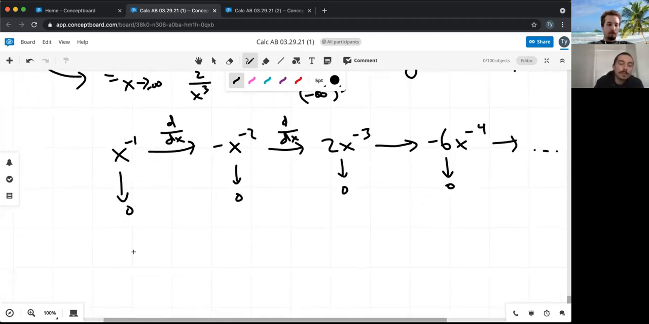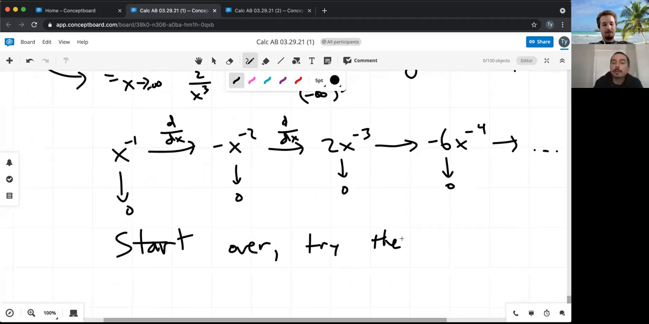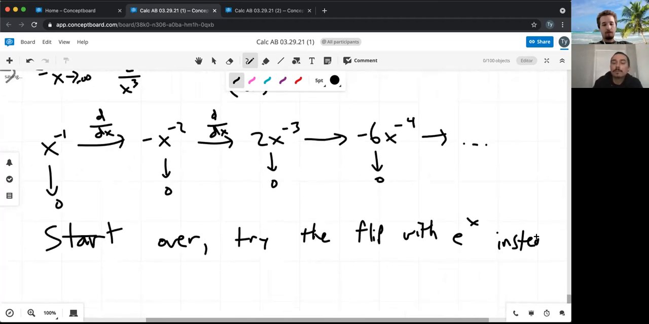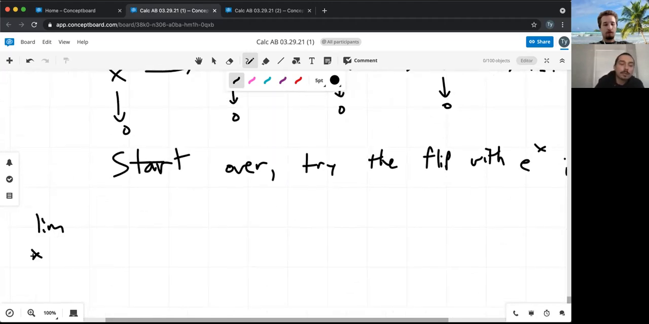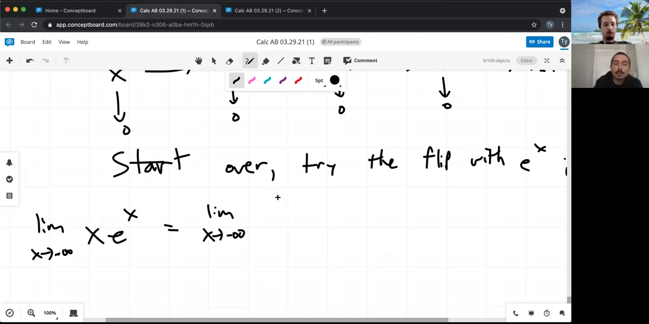So at this point, we don't want to keep doing this forever. Start over. Try the flip with the other term. So we tried with x last time. Let's try with e to the x. So our original problem was x e to the x. And let's try the flip and put e to the x in the denominator. So now we have 1 over e to the x.